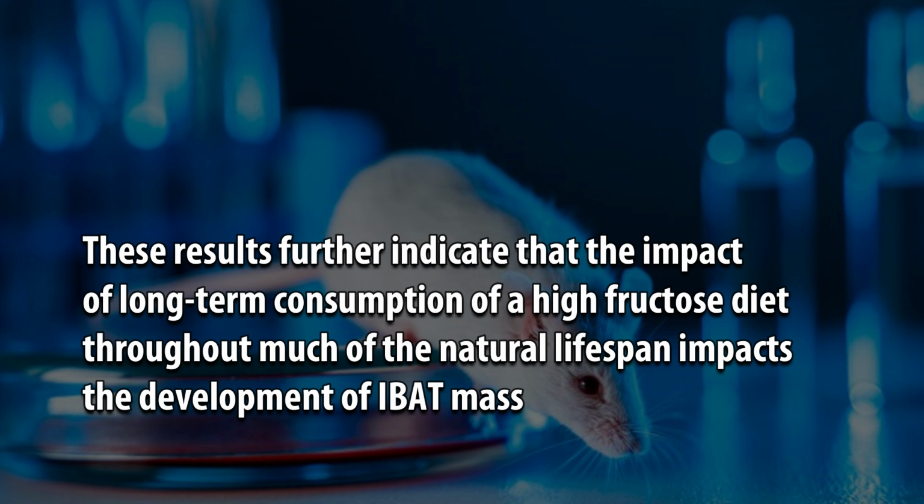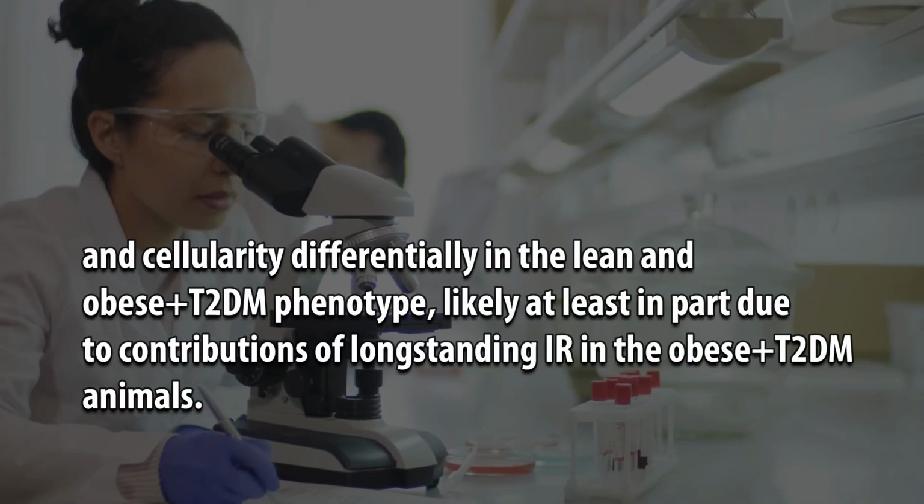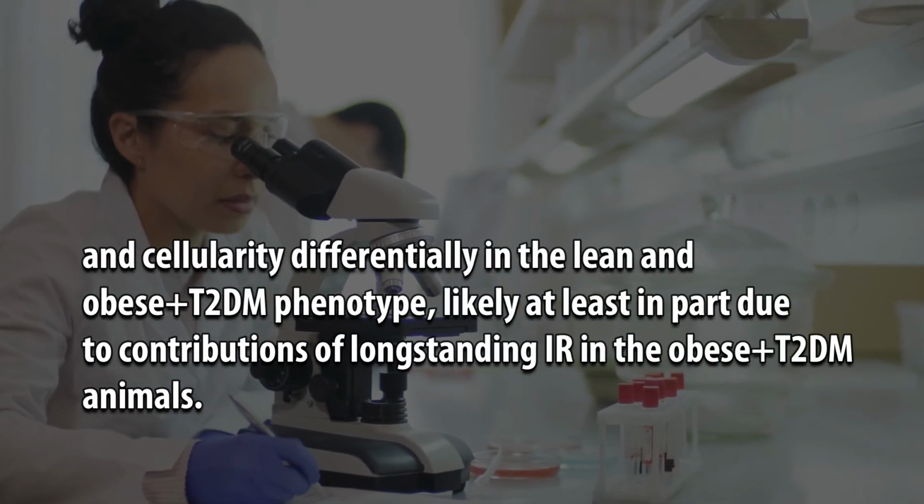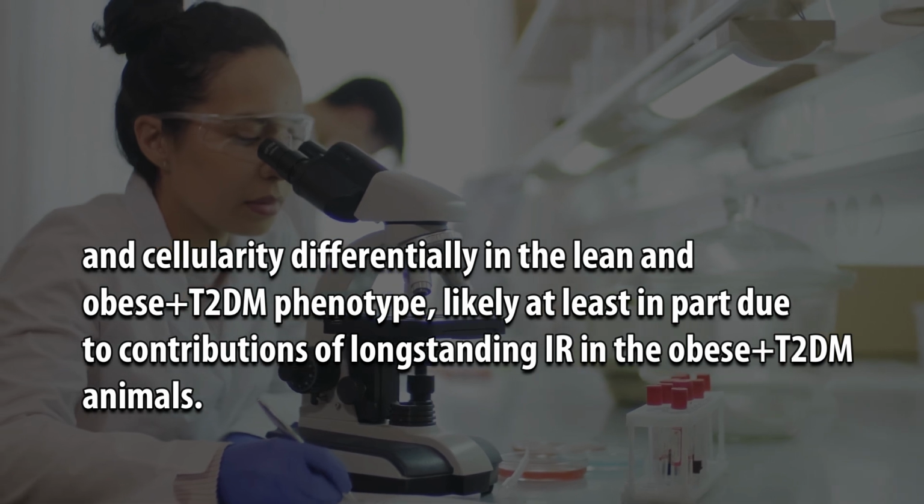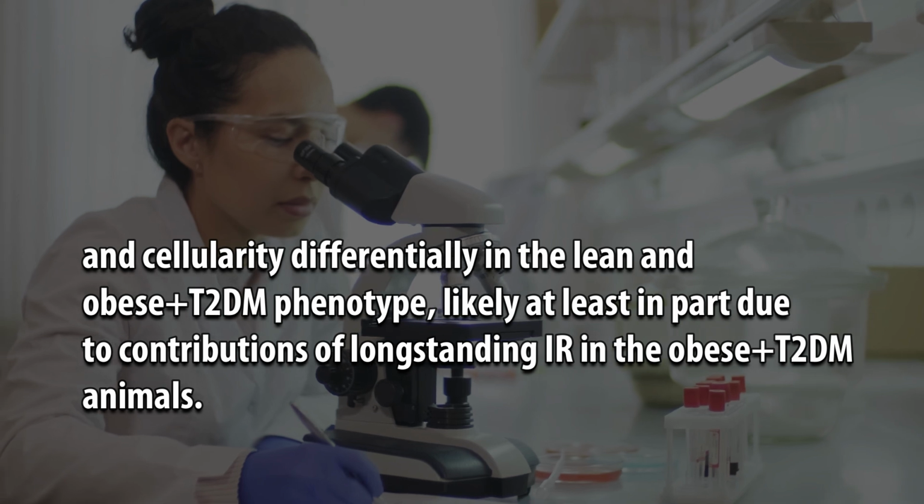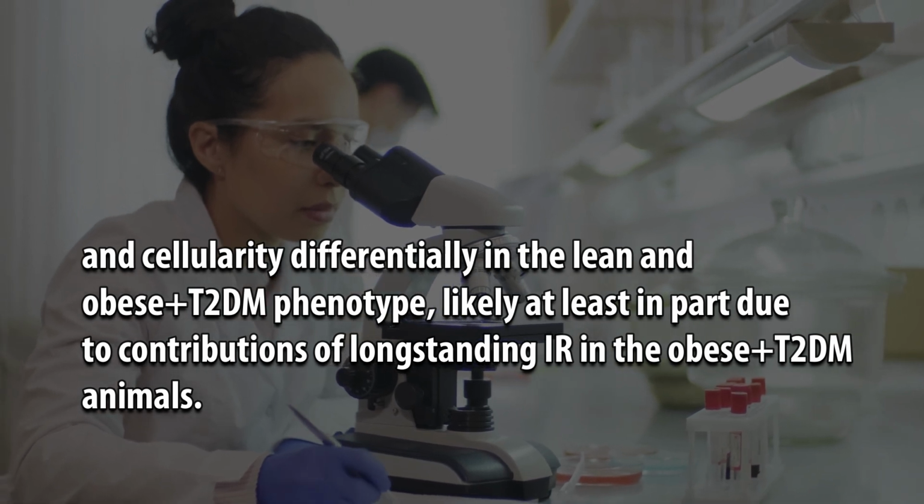These results further indicate that the impact of long-term consumption of a high fructose diet throughout much of the natural lifespan impacts the development of IBAT mass and cellularity differentially in the lean and obese plus T2DM phenotype, likely at least in part due to contributions of long-standing IR in the obese plus T2DM animals.